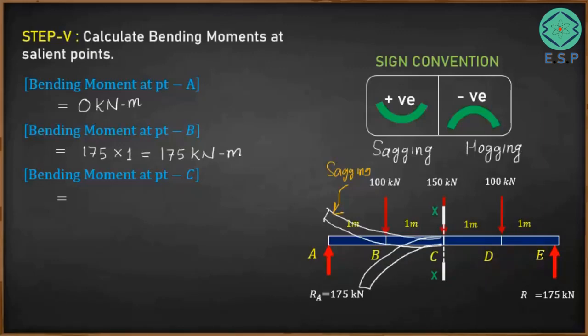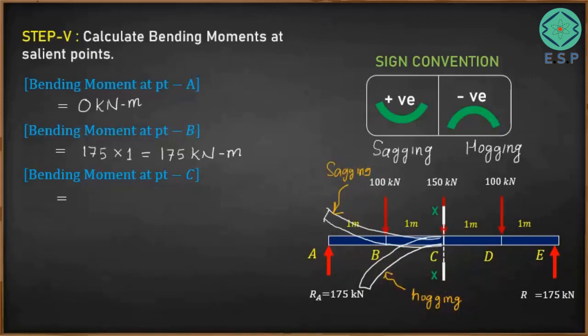And that seems to be hogging of the beam. So from the shape of the beam, we can easily understand this 175 kilonewton will cause sagging of the beam, while this 100 kilonewton will cause hogging of the beam. So sagging is taken as positive and the hogging is taken as negative.